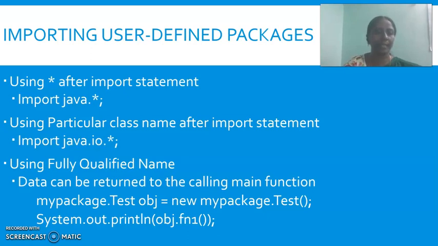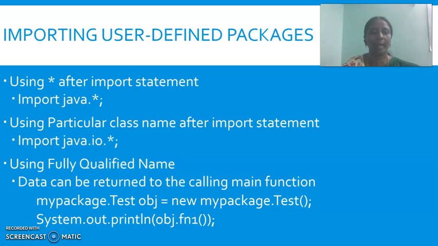Now let us see how to import packages. After the import statement, we'll be using a star. For example, import java.* or import java.io.*. Using a particular class name after the import statement will check with that particular class alone. Star represents n number of classes available inside a package. So as given in this example, java.* will give all the classes that we have used inside this Java. java.io.* represents the input output classes.